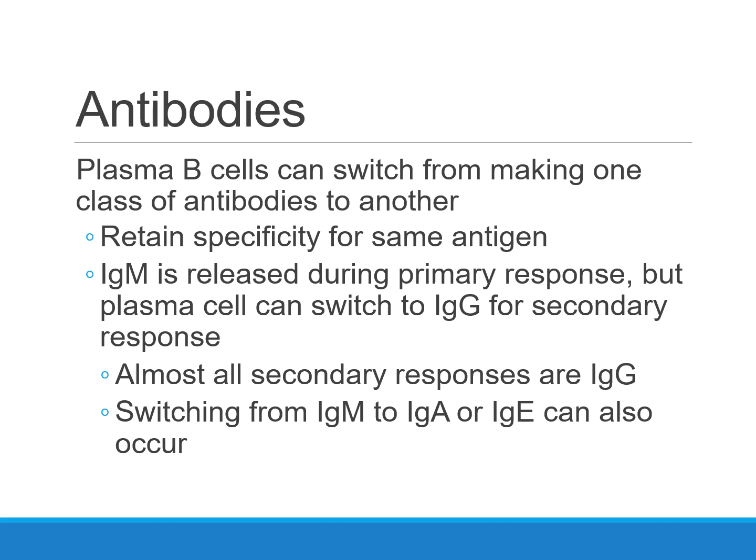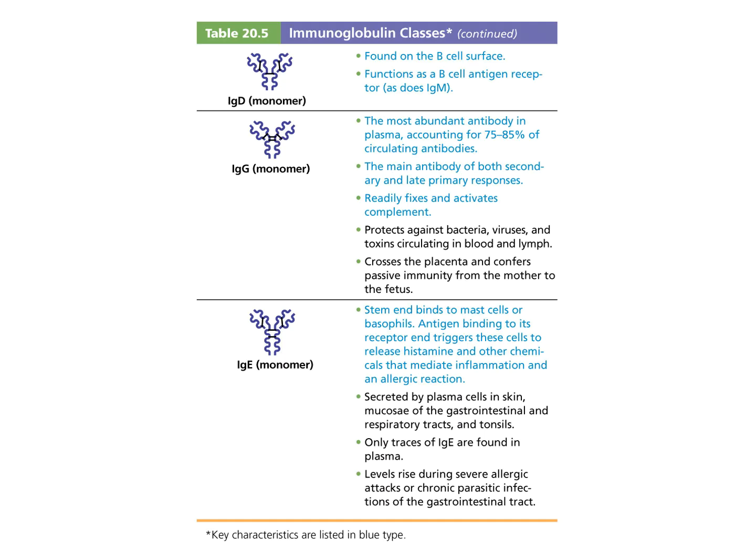Plasma cells can switch from making one class of antibody to another. So we didn't see this very many places, but this is one place where a plasma cell has the genetics to make different ones. It retains specificity for the same antigen in the process. So IgM is released during the primary response, but the plasma cell can switch over to IgG for the secondary response. Almost all secondary responses involve IgG, and switching from IgM to A to E can also occur. So there is D, G, and E.